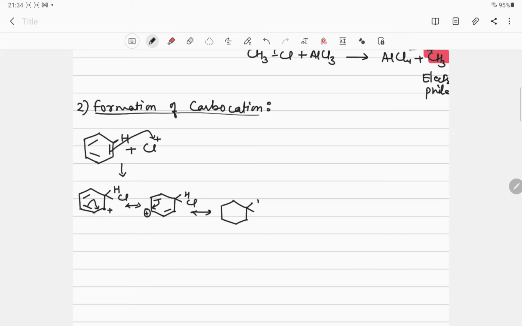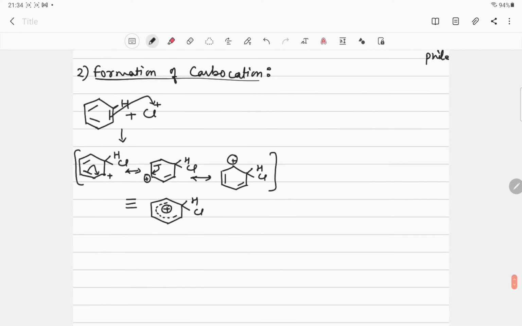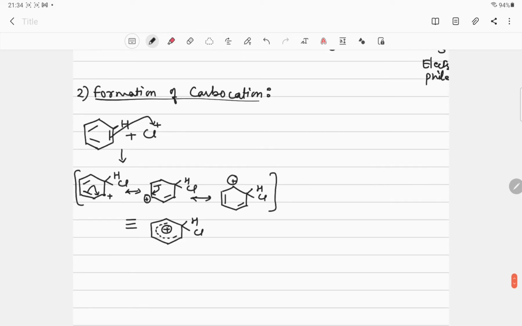Here is HCl, no change. Here there is no change in this pi bond, and this pi bond is shifted here, and in turn this carbon becomes positively charged. So these are the canonical structures of this carbocation, and the resonance hybrid we may write in this way, HCl, and the positive charge is revolving from this carbon to this carbon. So this is the carbocation formation.